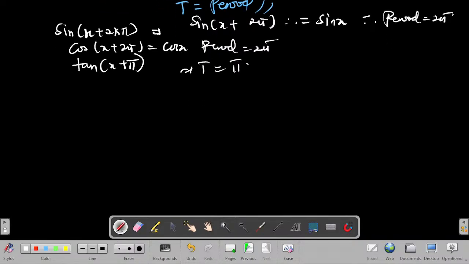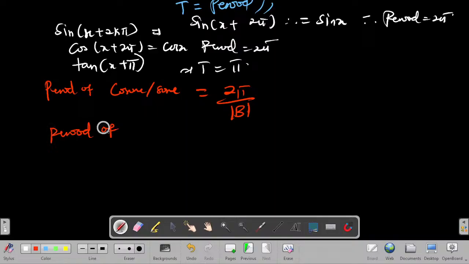Now, let's solve some problems here. Beautiful problems. These are some nice formulas you should have in mind all the time. The period of any cosine or sine function is given as 2 pi over the absolute of b. Then the period of any tan function is given as pi over the absolute of b. You see the difference? Let's solve problems so that you understand.